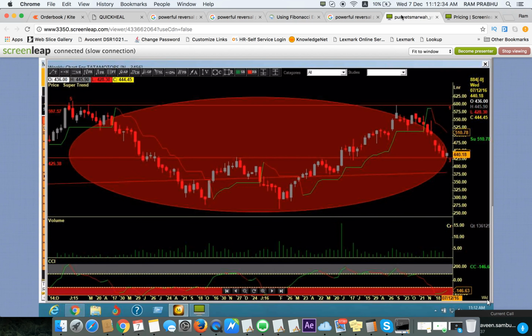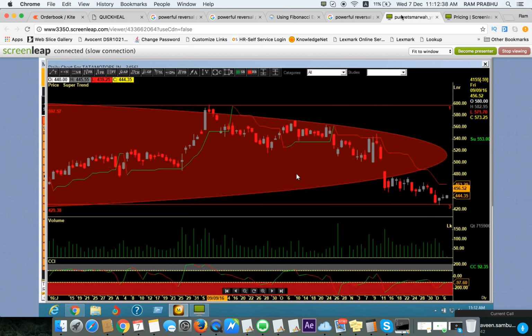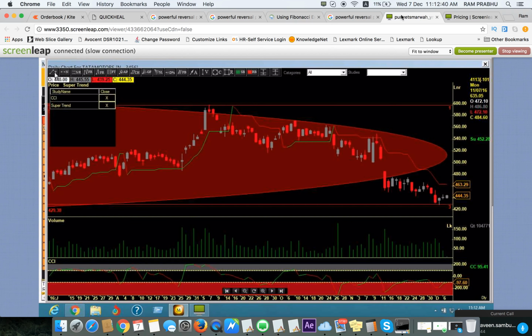So let's do it daily. So what is the daily formation? Now see, it's a small ascending triangle formation. Can you see this? Yeah. It's a wrong line.